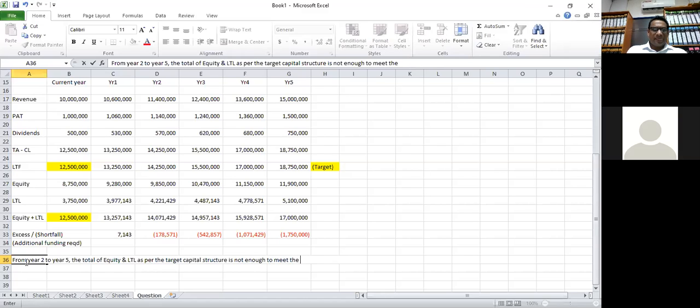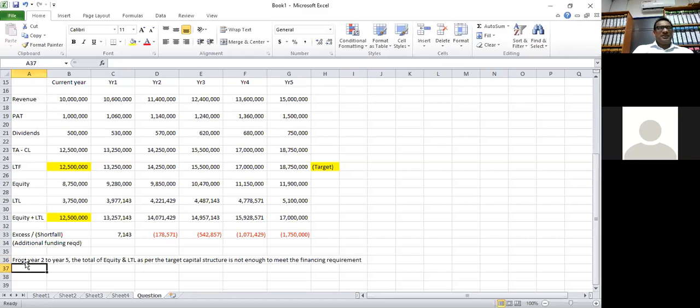To meet the financing requirement. From year 2 to year 5, the total of equity and long-term liabilities as per the target capital structure is not enough to meet the financing requirement.